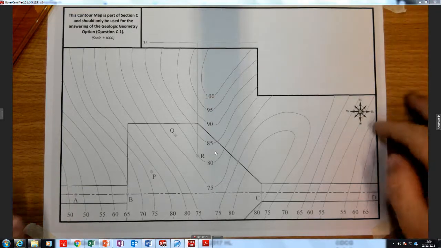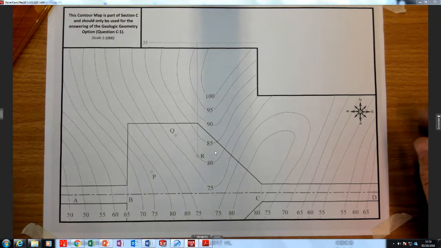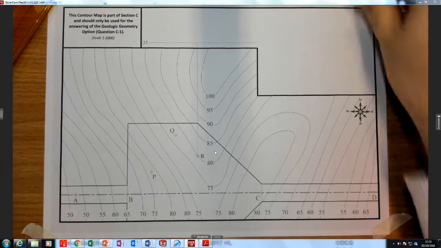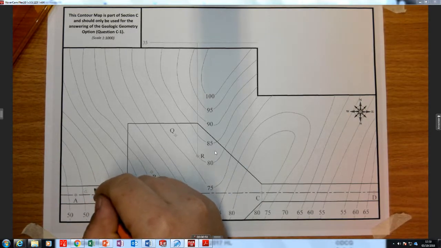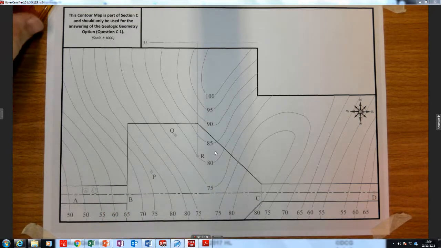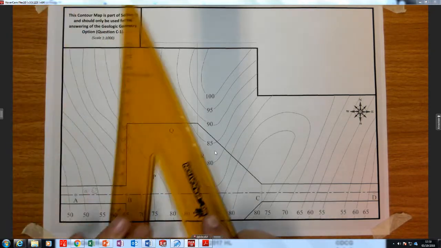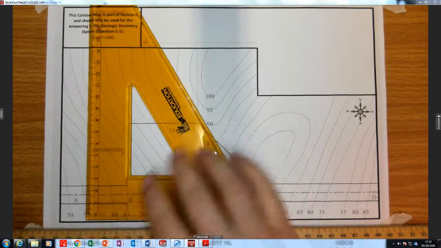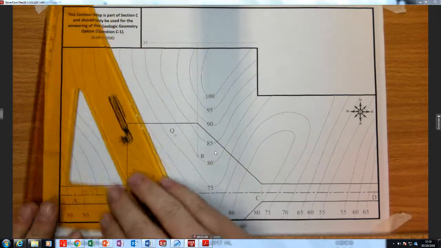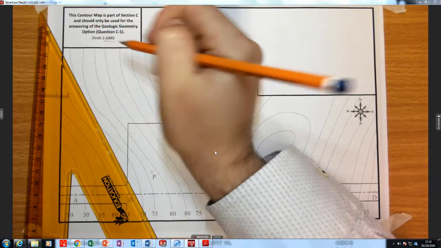Okay, so we'll start here at section A. We've got to think, is this an embankment or is it a cut? The road is level at 65 metres, and the answer is that it's an embankment as the numbers are lower than 65. Now the scale is 1:1000.